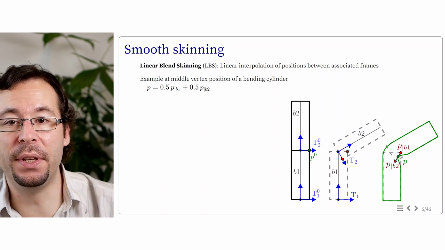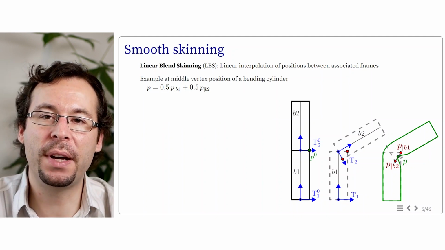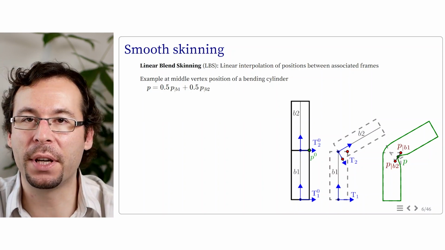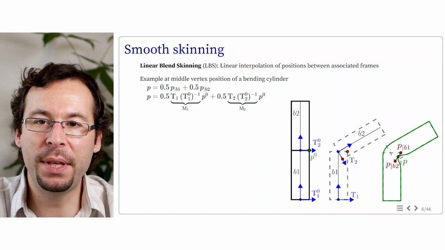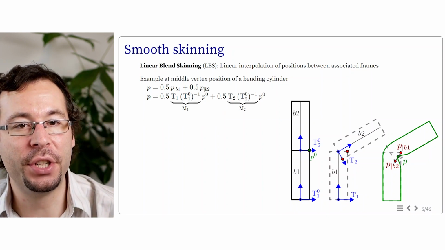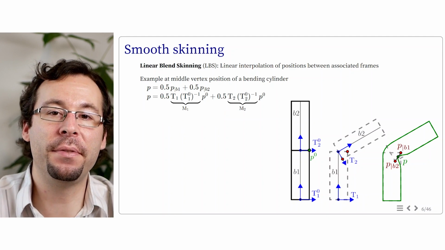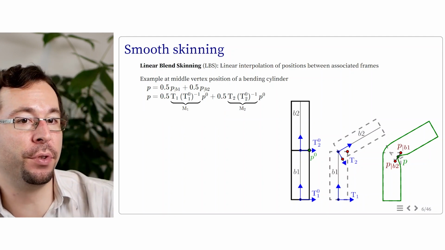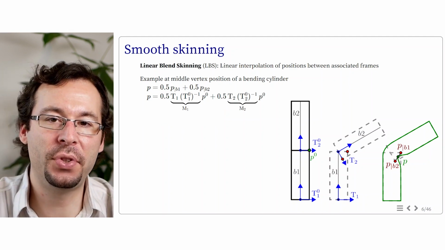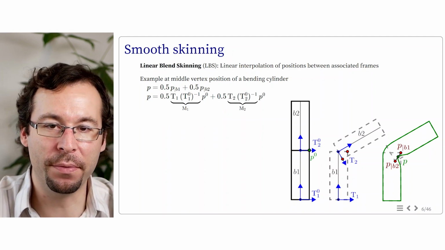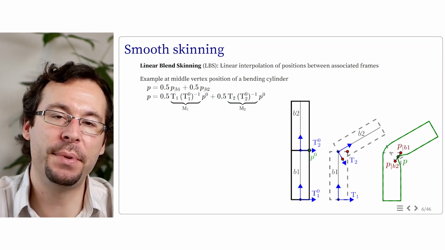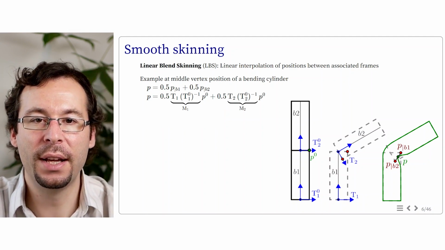Basically, we said that P is equal to 0.5 times P with respect to B1 plus 0.5 times P with respect to B2. As P with respect to B1 and P relative to B2 are given by rigid skinning, we can expand these temporary points with the previous formulation we just saw. So we have P is equal to 1/2 T1 times T10 inverse times P0 plus 1/2 of T2 times T20 inverse times P0.